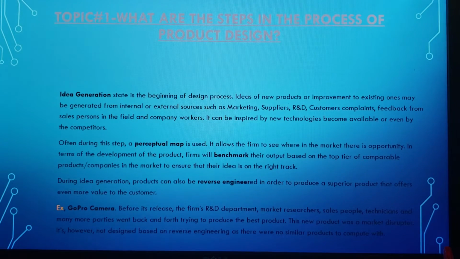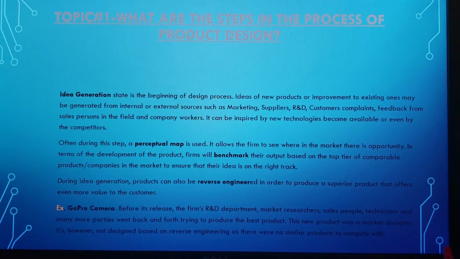If we deep dive into our first stage, this is the stage where ideas of new products or improvements to existing ones may be generated from internal or external sources such as marketing, suppliers, R&D, customer complaints, feedback from salespeople in the field, and company workers. It can be inspired by new technologies becoming available or even by the competitors. Often during this step, a perceptual map is used. It allows the firm to see where in the market there is opportunity.